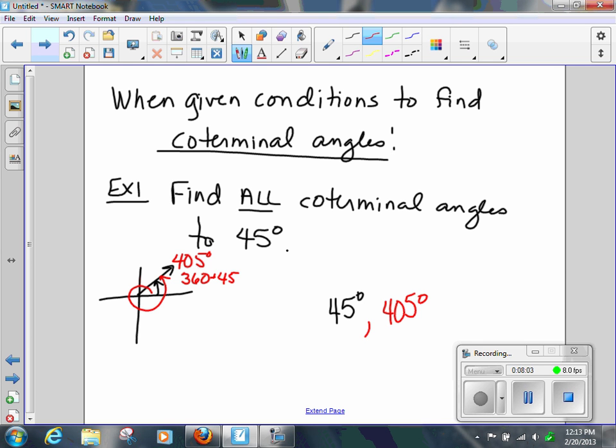What's another one? Oh, I can go again. How are you going to get that number? If I add 360 again, what is that number? 765? What's another one? What is it? 1125?